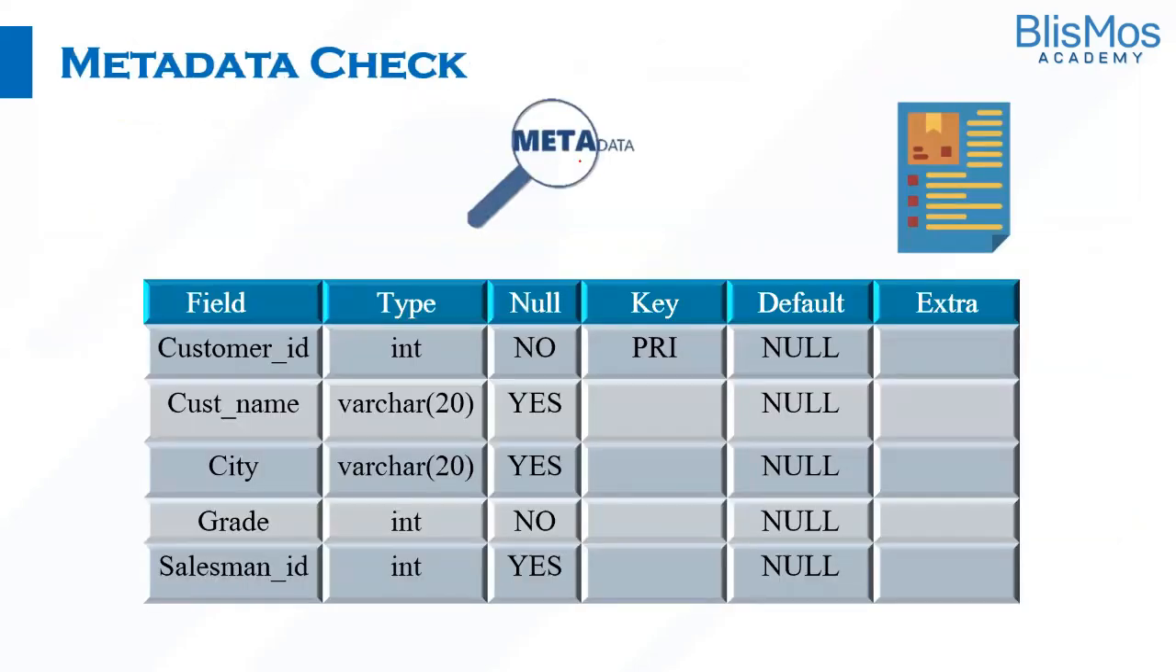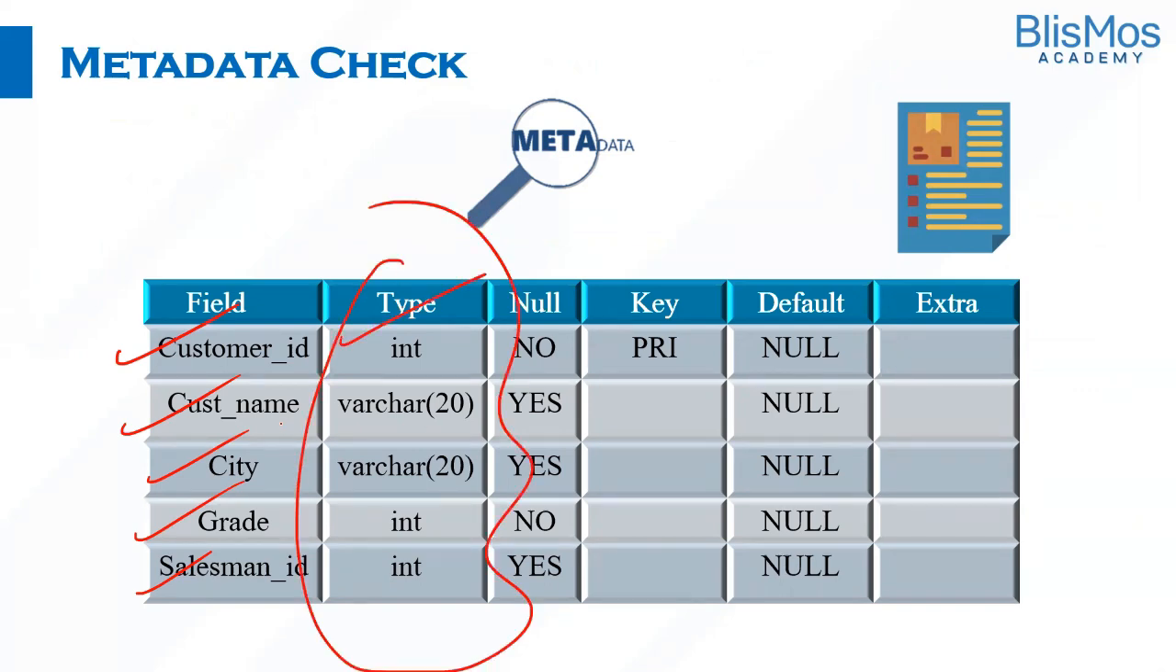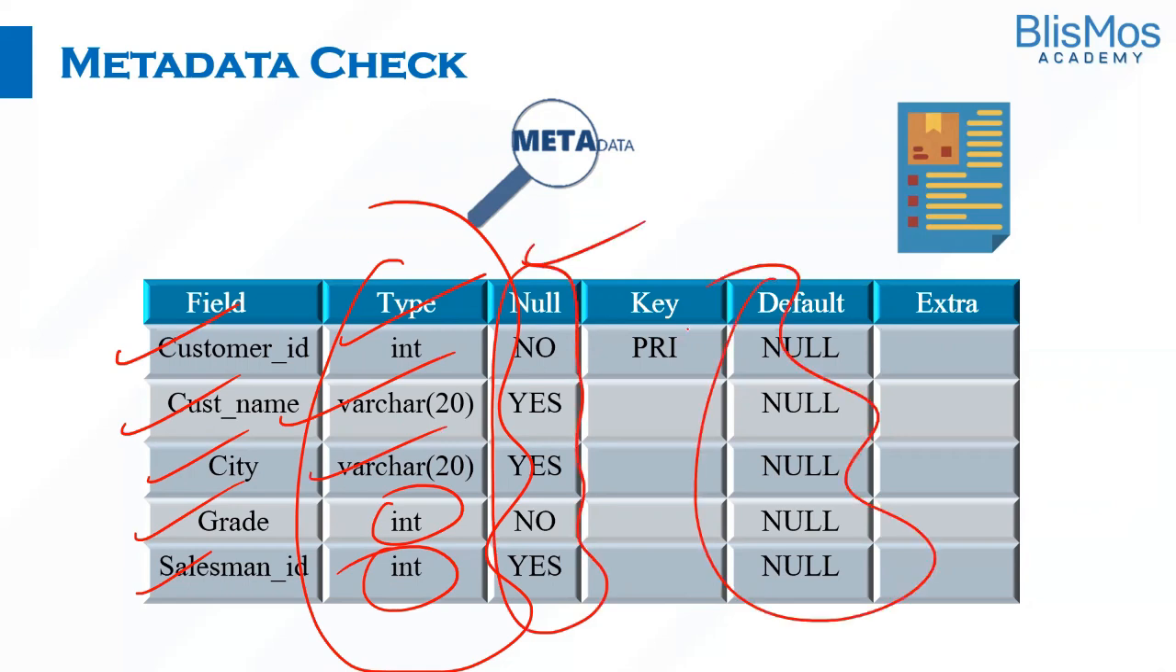As we understand, this is the metadata of one simple table, where the table has columns like customer ID, customer name, city, grade, and salesman ID. If you observe, we have types here. We have an int customer ID, a varchar customer name, a varchar city, and grade is int, salesman ID is int. It also specifies whether null values are allowed or not, and what the default values would be. So this is the metadata of a customer table. Assume this is one of the target tables. You need to ensure all this is appropriate as per the mapping document.